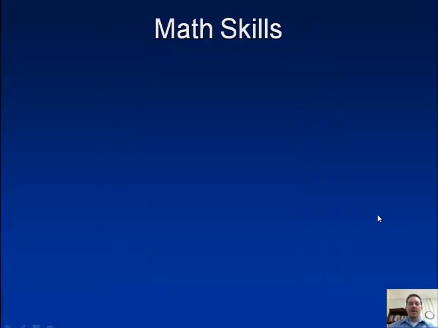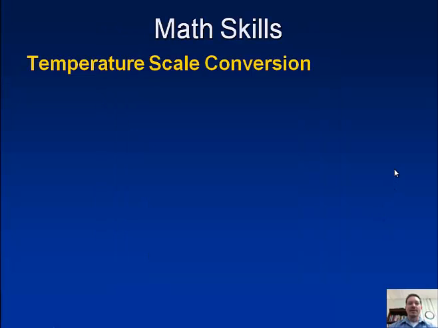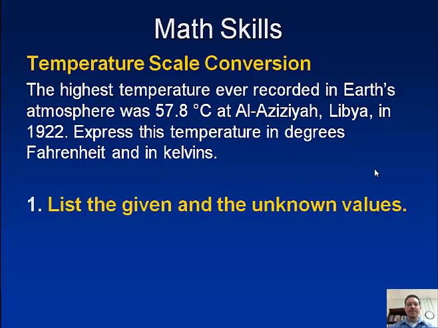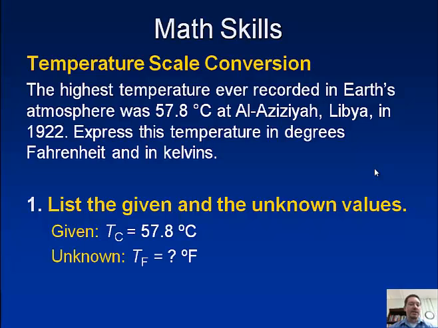Alright, here we're going to go through some math skills, converting on the temperature scales. So we've got some scenario. Basically, we're starting with 57.8 degrees Celsius. We want to know this in Fahrenheit and in Kelvin. So we're listing what we are given. We're given the temperature in Celsius, 57.8 degrees Celsius. And then the temperature in Fahrenheit and temperature in Kelvin is what we want to find.